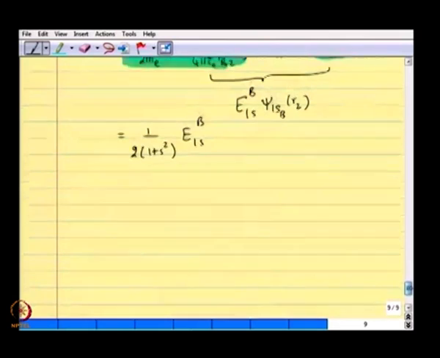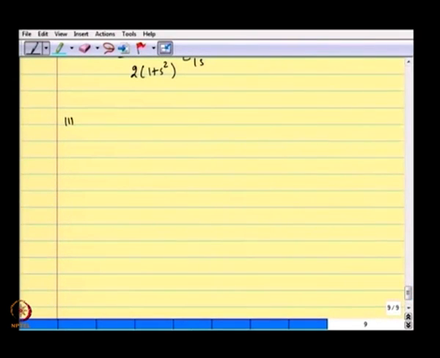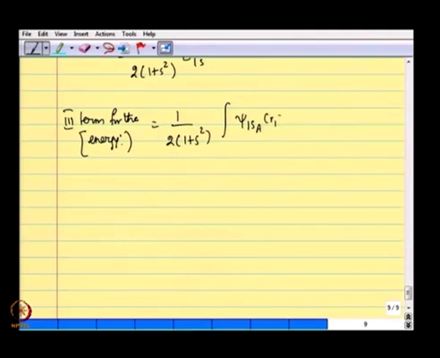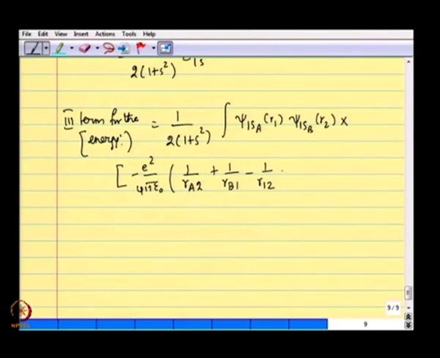Now, the third term in the first block that we wrote, the third term for the energy, is whatever is remaining, namely 1 by 2 into (1 plus S squared) integral psi 1s A(r1) psi 1s B(r2) with the Hamiltonian, the remaining term, which is minus e squared by 4 pi epsilon naught times 1 by r a2 plus 1 by r b1 minus 1 by r12 minus 1 by r ab. All of this multiplied by the wave function psi 1s A(r1) psi 1s B(r2) times dr1 dr2.